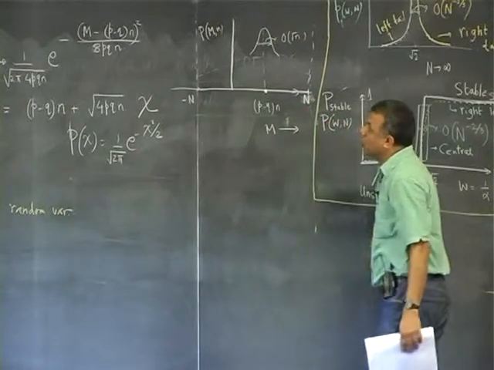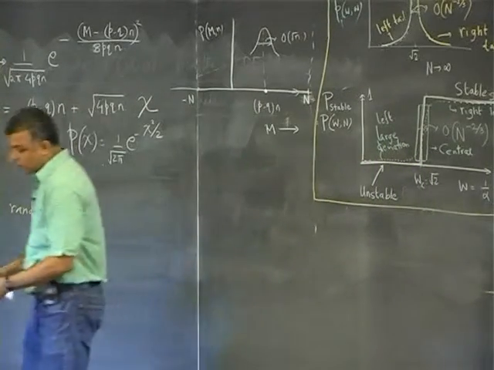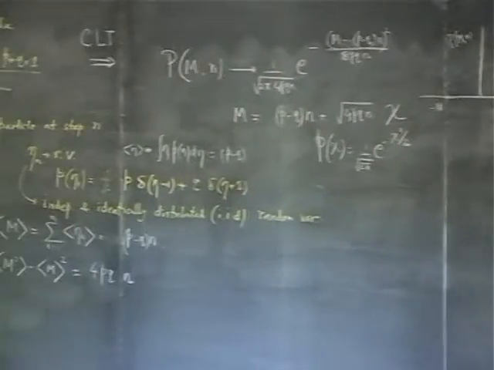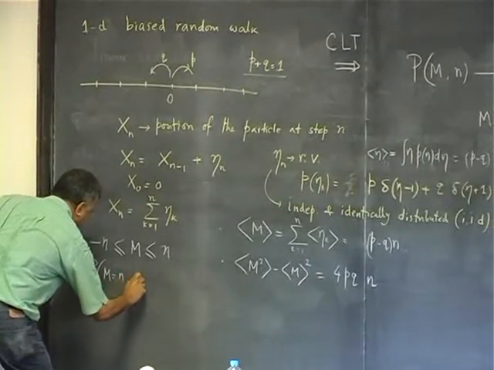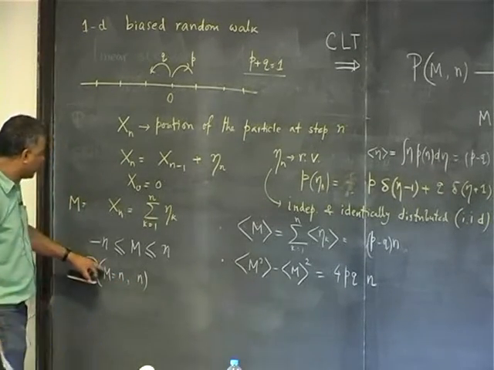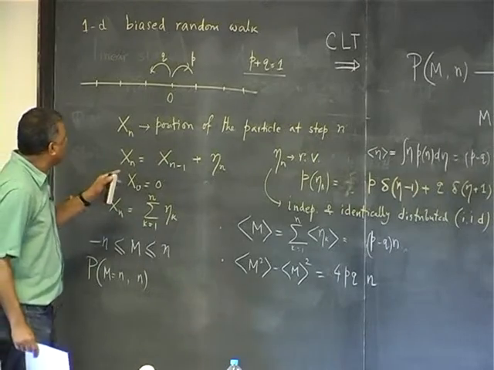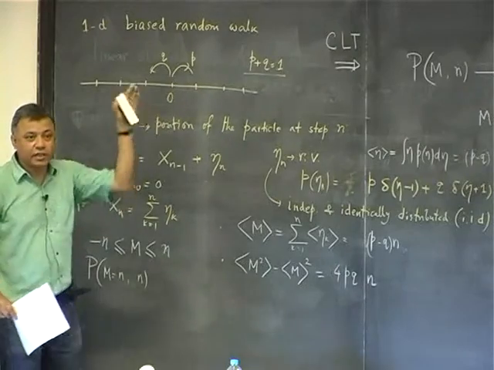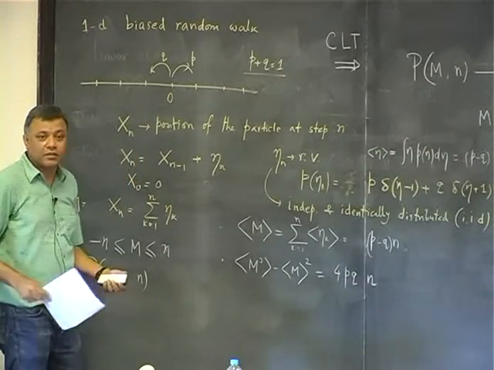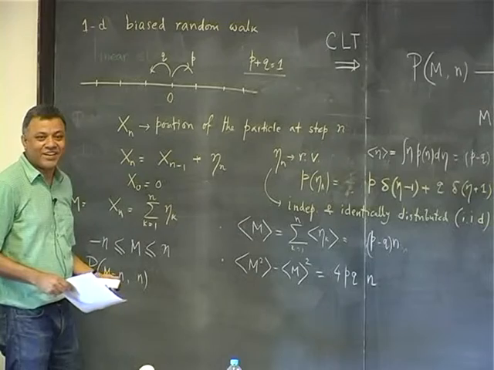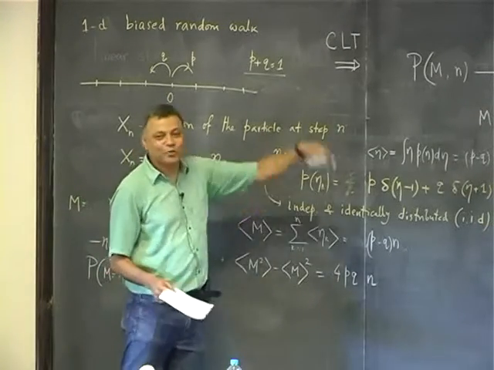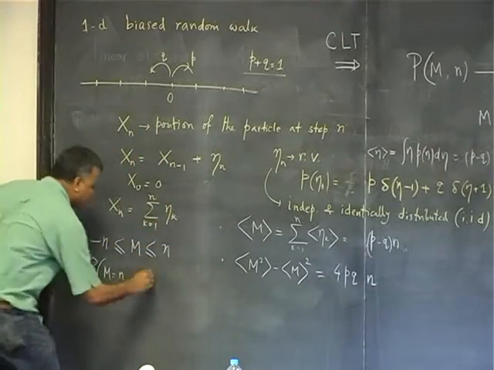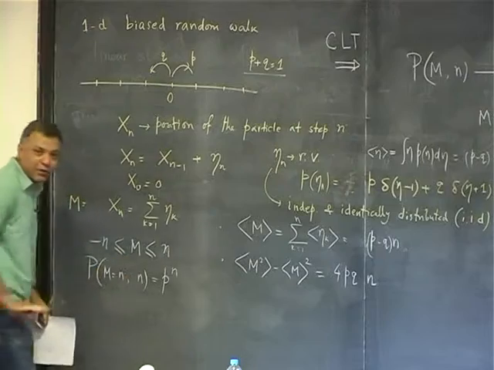The answer is no. Because, just to see one example, suppose I want to calculate the probability that m equals n. What's the probability that the particle will be at the value n at time n? That means each step it must have taken a right jump, right? What's the probability of that? The probability to jump to the right is p each step. So the probability is p to the power n. So we know that value exactly.